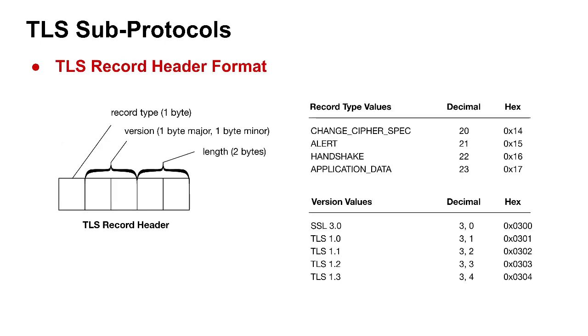There's a TLS record header that's applied to the message. This is a 5-byte header, and so the first byte is the record type. That indicates one of the three protocols, in addition to application data. So either change cipher, alert, handshake, or application data. The next 2 bytes are the version, so that'll represent the protocol version. And then the next 2 bytes are the length of the data coming next.